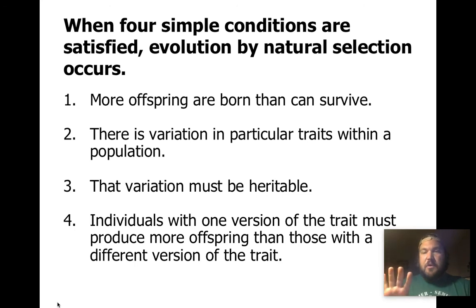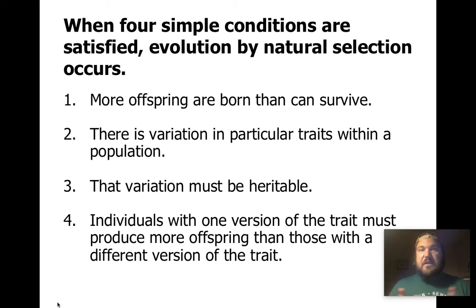So there are four conditions that have to be met for natural selection to occur. And these conditions were outlined by Darwin in his paper and in his book on the origin of species. And basically, what he laid out makes a lot of logical sense. And this came about from his observations on his trip. And basically, this is what he saw.